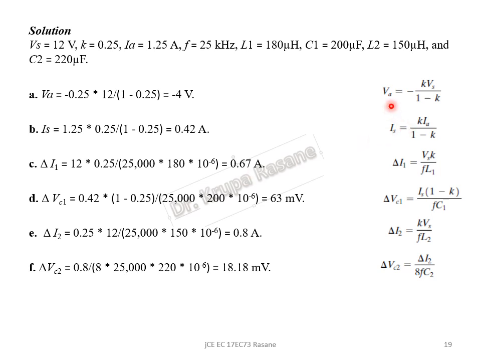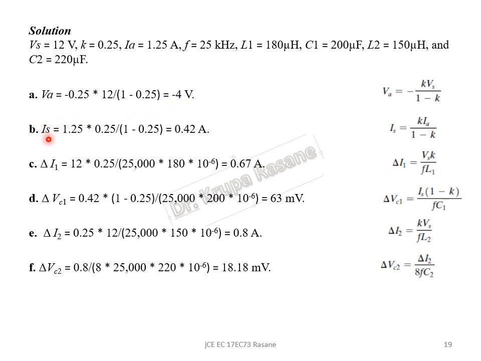For that, I will use this formula. VA is equal to minus K into Vs upon 1 minus K. After substituting K as 0.25 and input voltage as 12 volts, divided by 1 minus 0.25, I'll be getting VA equal to minus 4 volts.